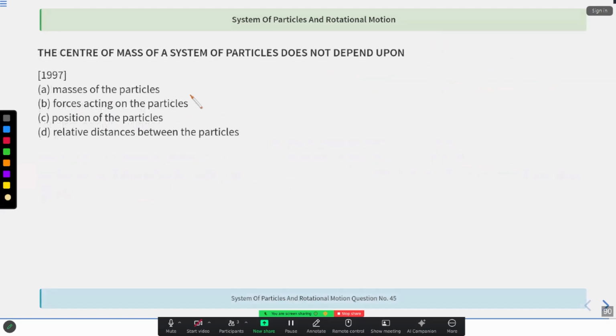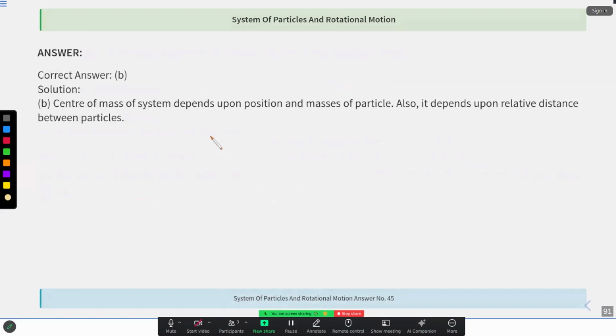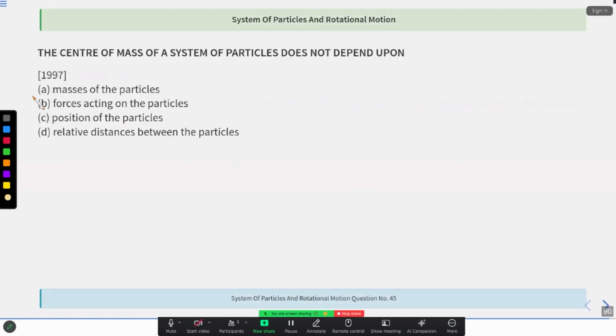This is the last question which we will be dealing with. The center of mass of a system of particles does not depend on which of the quantities? The center of mass of the system depends upon position and mass. It also depends on the relative distance between the particles. So it depends on mass, on position of the particles, and on the relative distance of the particles. It does not depend on the force. So this is our correct option.